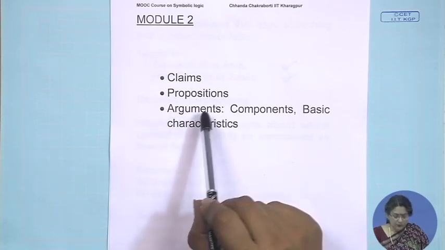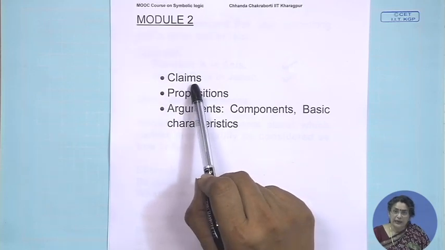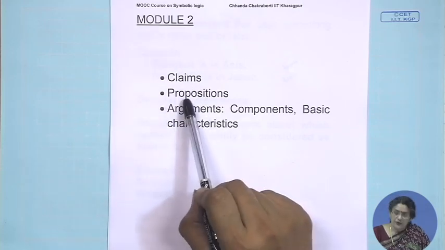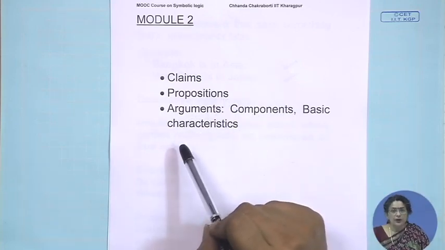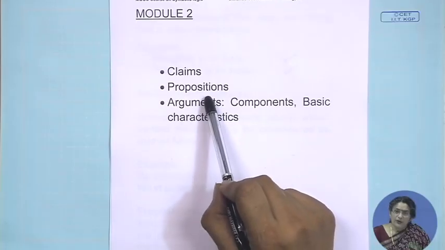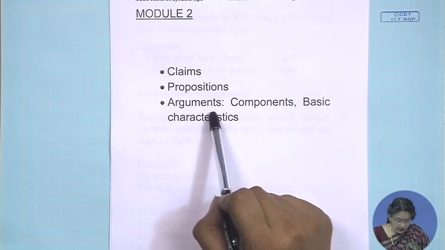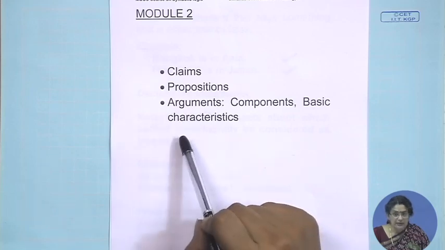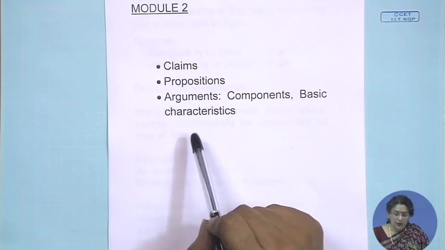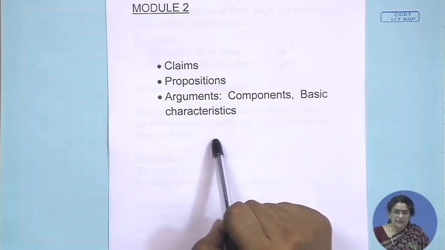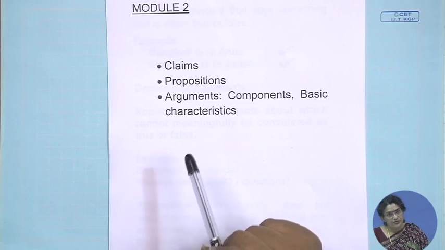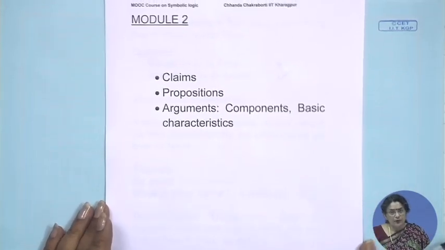But before we come to propositions, we will talk about claims, and through claims we are going to come to propositions. Why are we looking into propositions? Because our goal is to go towards propositional logic, which is our next step. We are also going to learn about something called arguments. Now, that is a logical entity. So, we need to learn what arguments are, and then what their components are, what the basic characteristics of arguments are, and so on. So, that is going to be our module 2.